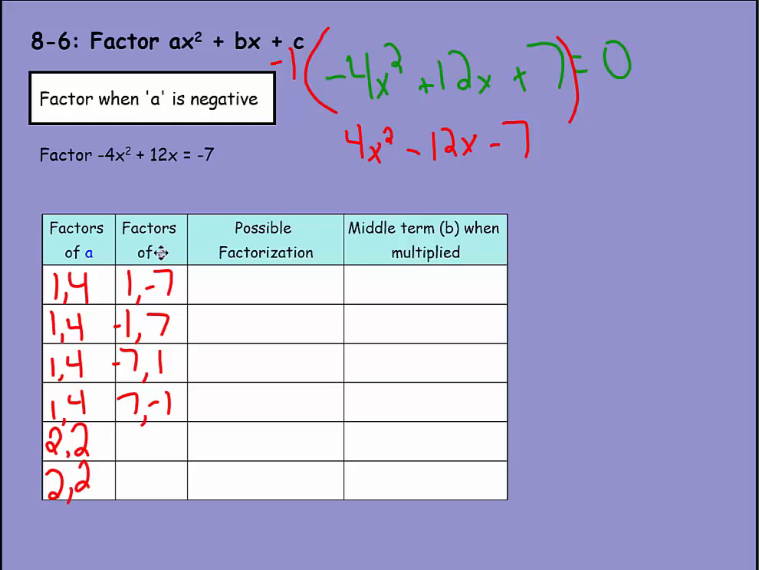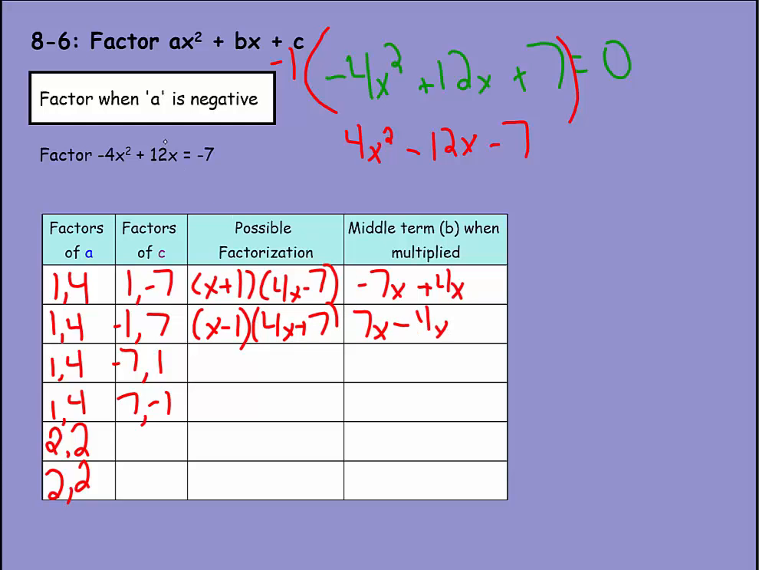So this would be 1x plus 1, or x plus 1, times 4x minus 7. So this would give me negative 7x plus 4x, and that's going to give me negative 3, which is not 12. So try the next one. This is going to be x minus 1 now, times 4x plus 7. This is going to give me 7x minus 4x, which is going to be positive 3, which is not the case.